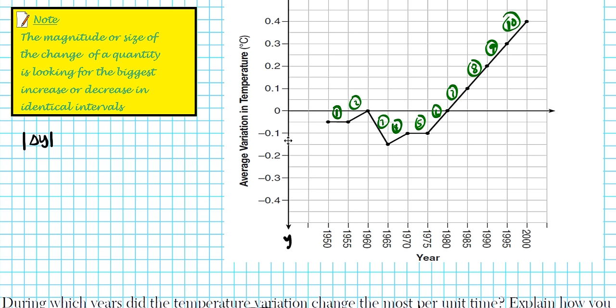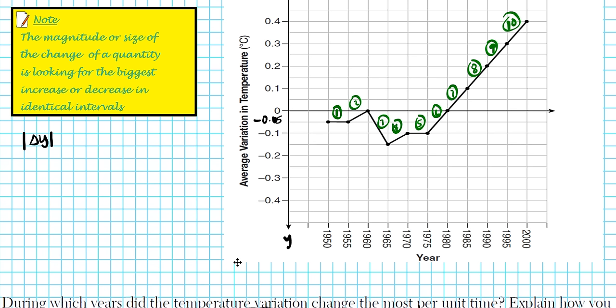Now let's take a look at this coordinate system, the calibration of our y-axis right here. What you notice is that 2 tick marks is equivalent to 0.1. So what is 1 tick mark? 1 tick mark is half of that, which is 0.05. All right, so 1 tick mark rise or fall is plus or minus 0.05. Okay? Let's keep that in mind.